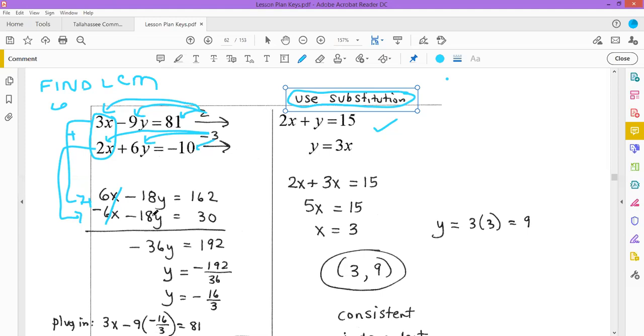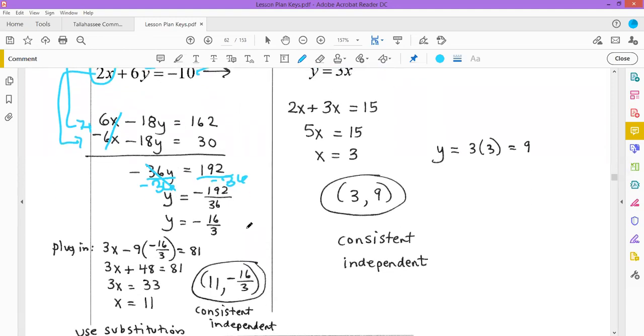-18y minus 18y gives us -36y. And 162 plus 30 gives us 192. We then divide both sides of this equation by -36, and the -36's will cancel. On the left side of the equation, we carry down the y. And on the right side, 192 divided by -36 gives us -16/3. This is our y coordinate.